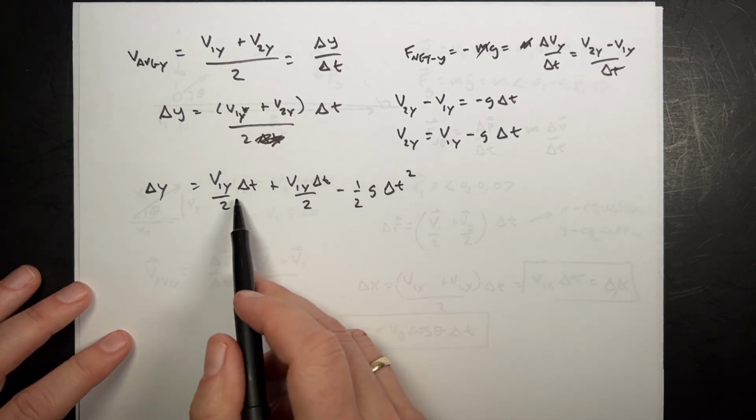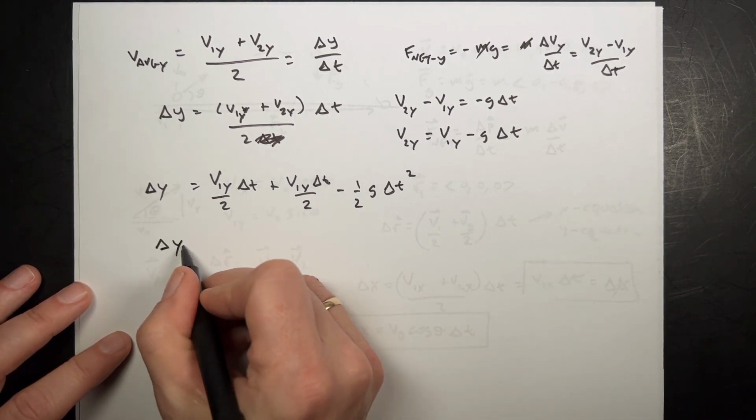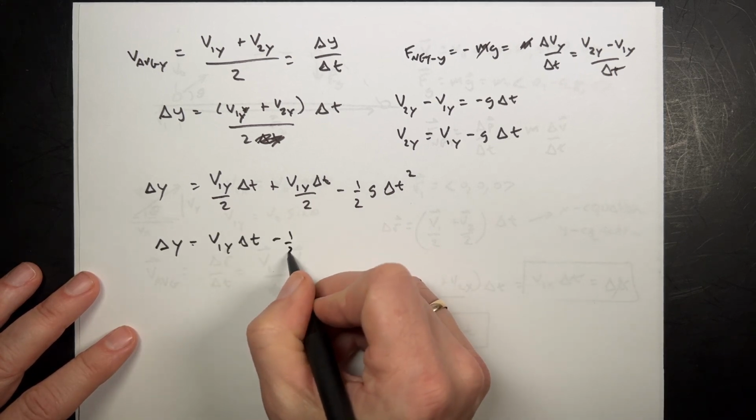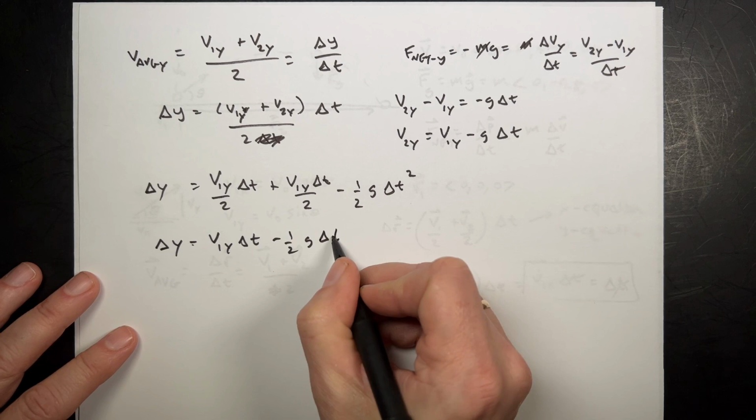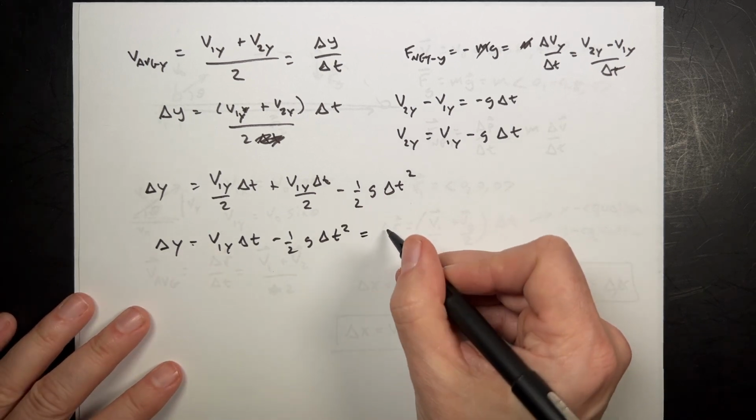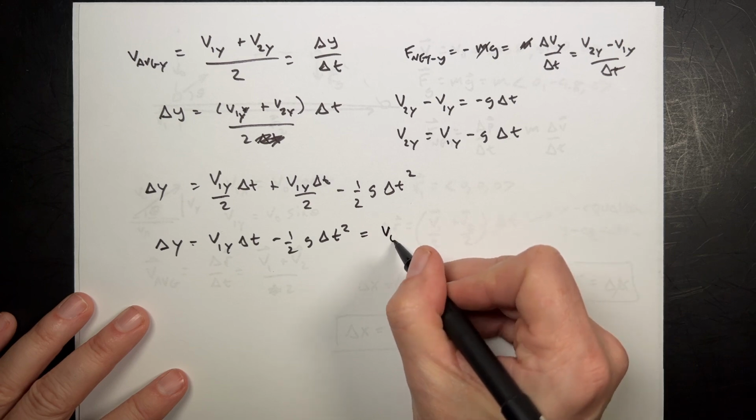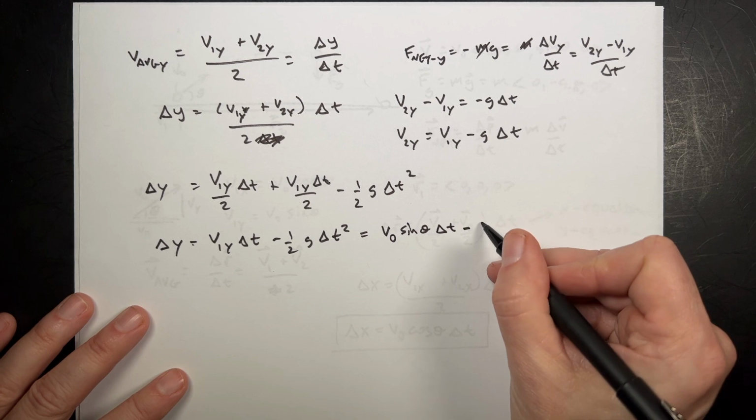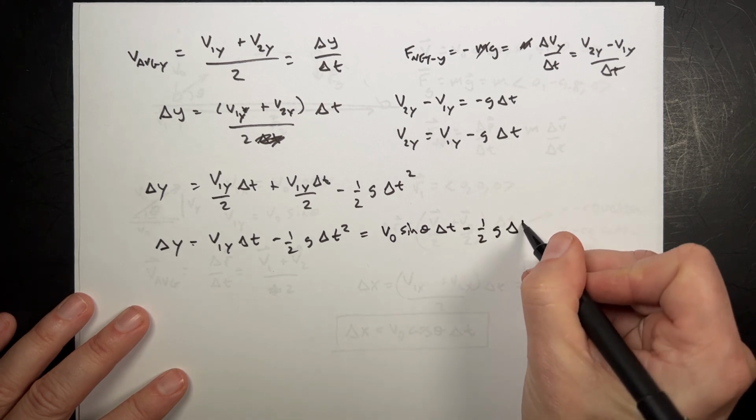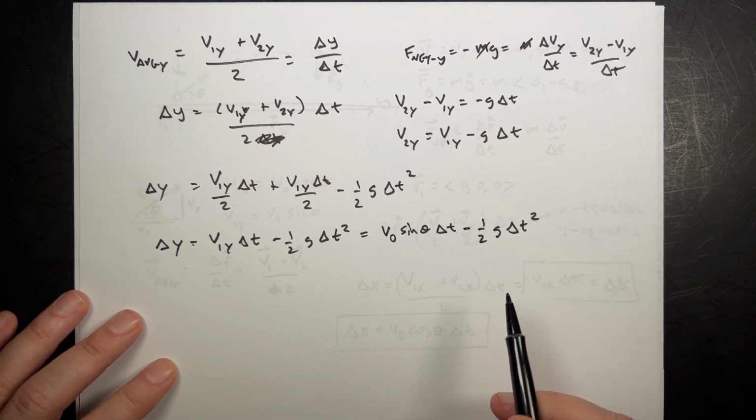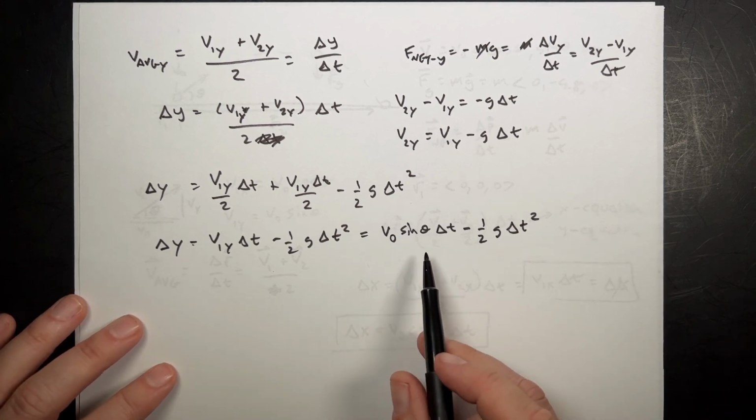Now you'll notice these two terms are the same. So I get delta y is v1y delta t minus 1/2 g delta t squared. And now I'm going to put in my expression for v1y. So this is going to be v0 sine theta delta t minus 1/2 g delta t squared. And that is one of the kinematic equations. I derived it without calculus because why the heck not?